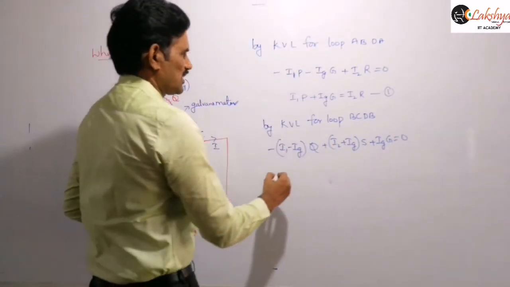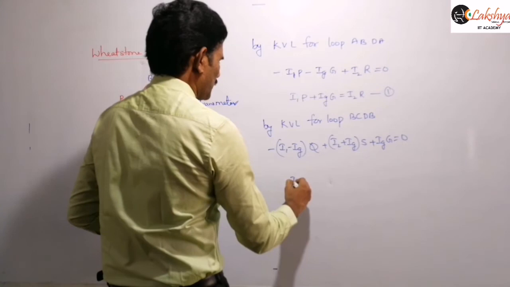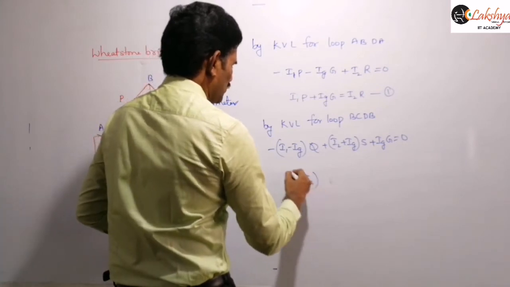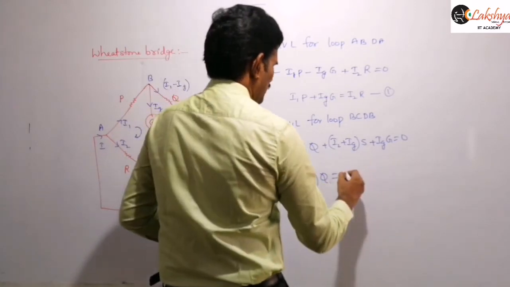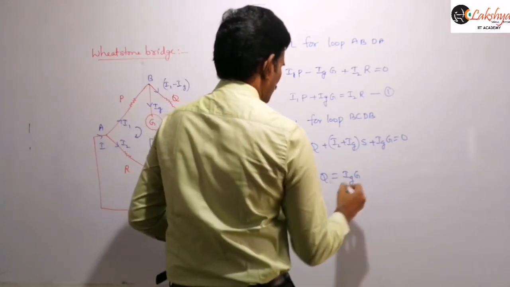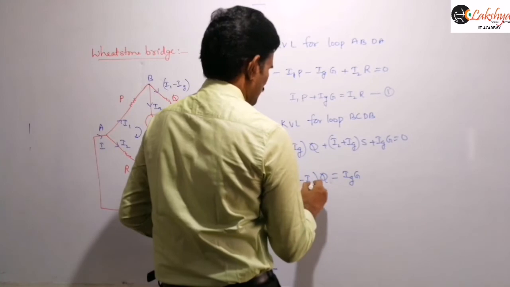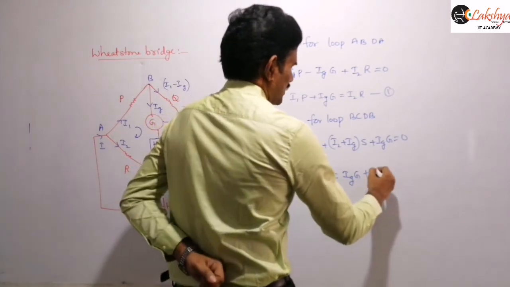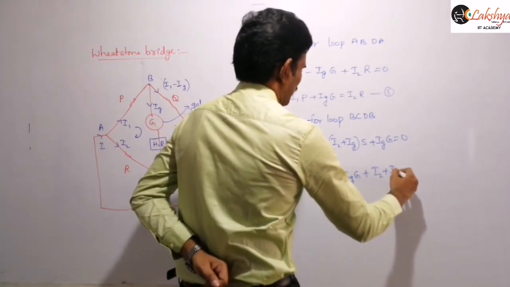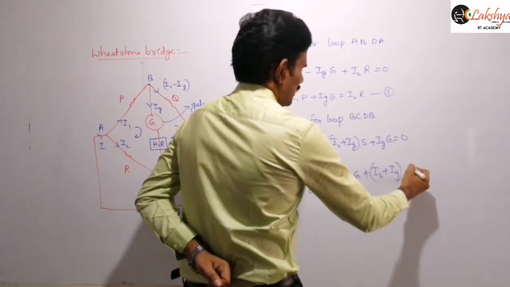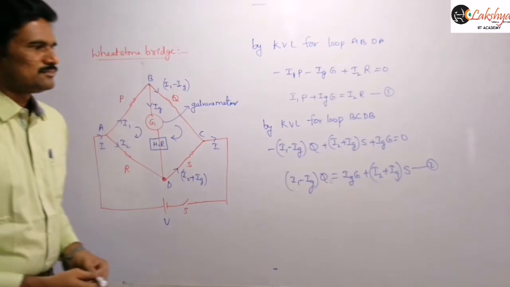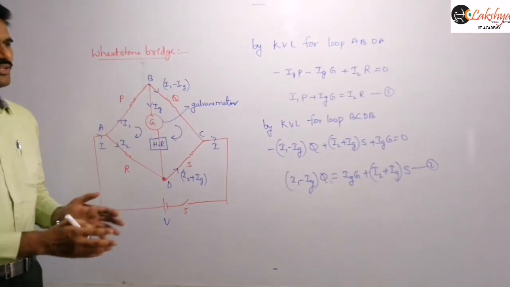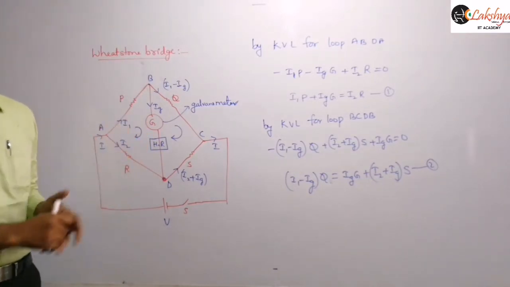So now this equation again I can write as I1 minus I2 into Q is equal to, so I am writing here Ig into G, so this is I1 minus Ig plus I2 plus Ig into S. Suppose that this is equation 2, right? And so now, these are the general equations.